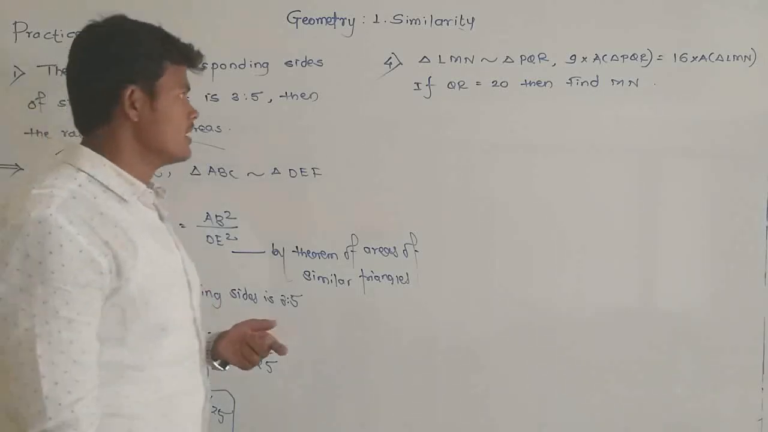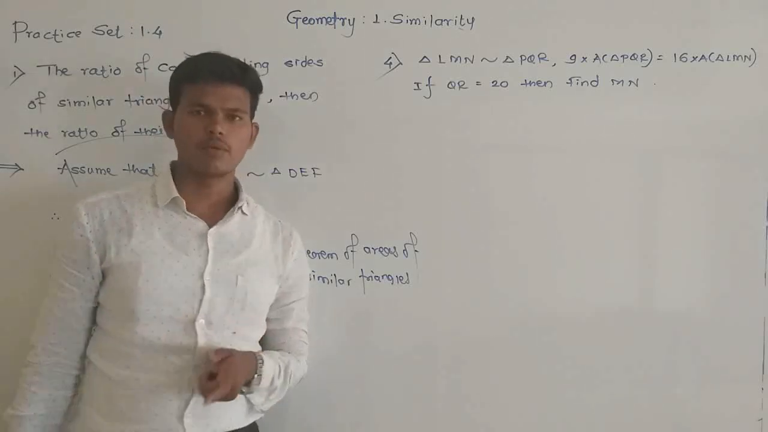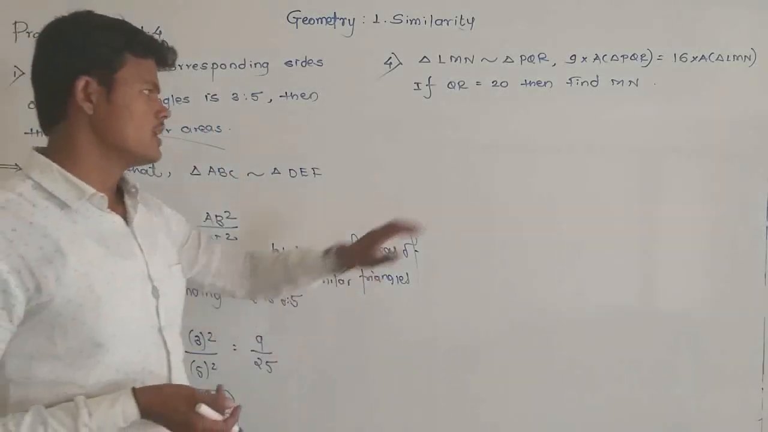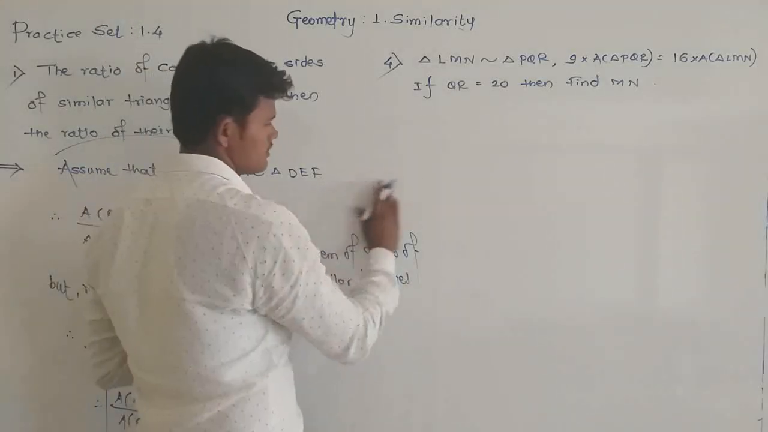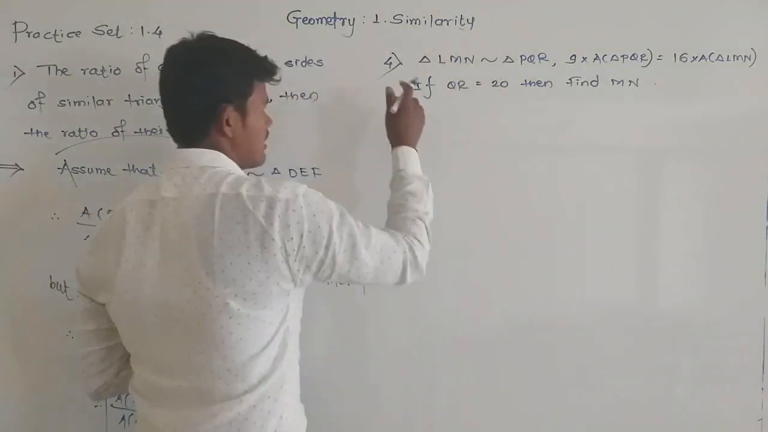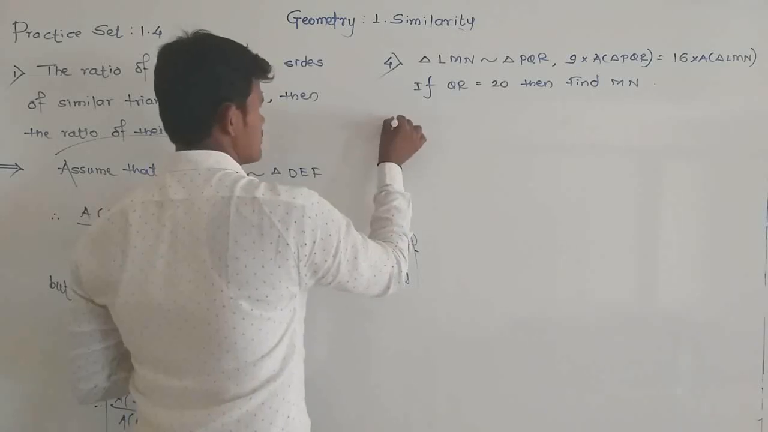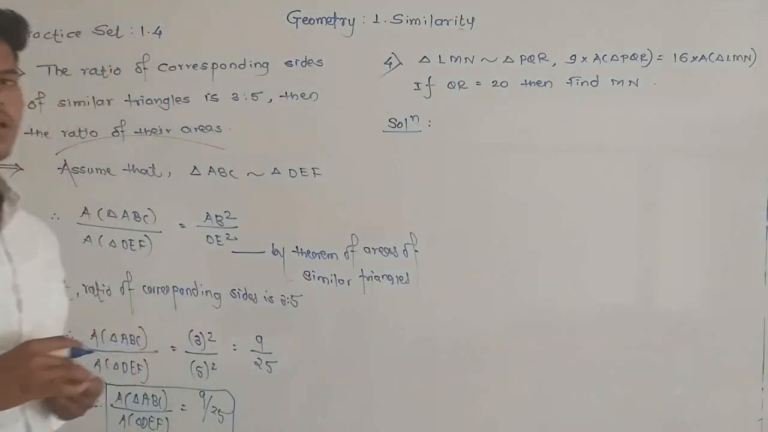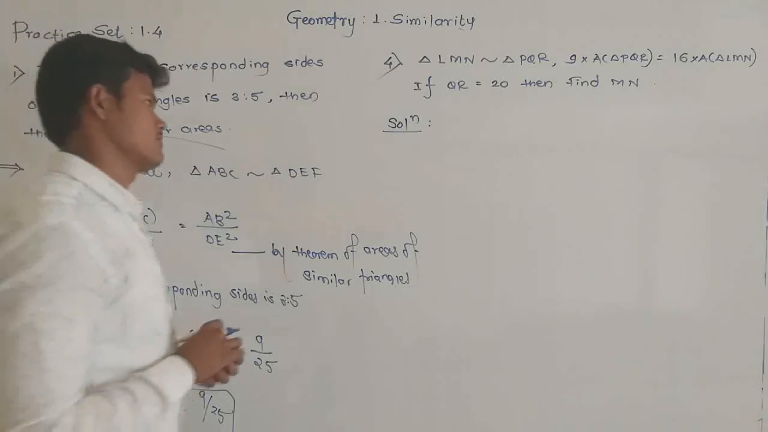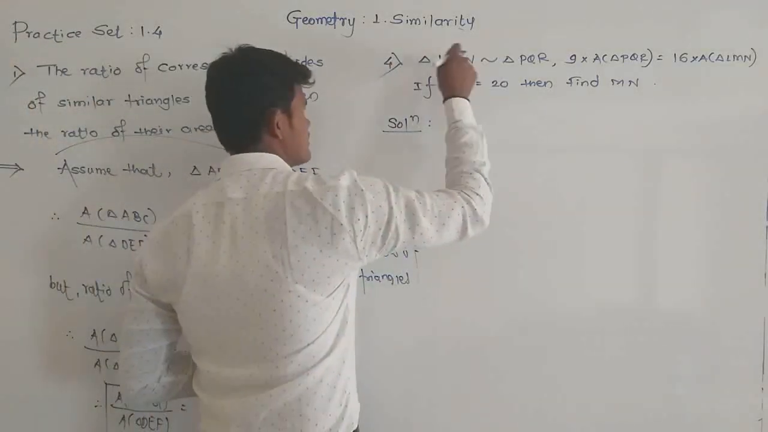Okay. Now question number second and third from the practice set are for homework purpose. Both the examples are activity based and both are easy. So solve them for homework. Now I directly start question number 4. Triangle LMN is similar to triangle PQR. So the given condition is that both the triangles are similar.